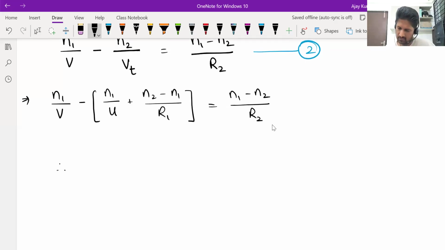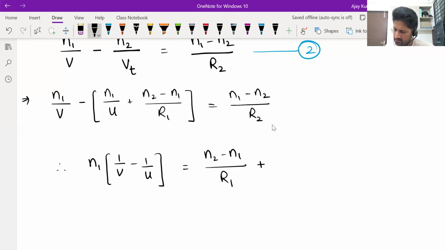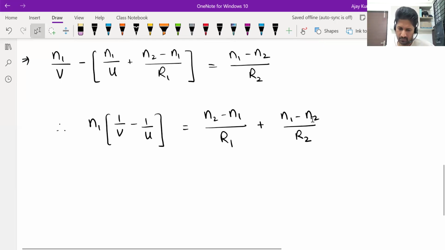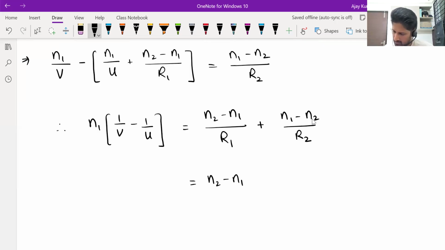So if you simplify this, you get n1 by v minus n1 by u, that is n1 into 1 by v minus 1 by u. From the left hand side, you have minus of n2 minus n1 by r1. If you send it that side, it becomes plus n2 minus n1 by r1. And on the right hand side, there is already one term n1 minus n2 by r2. So this can be written as n2 minus n1 into 1 by r1 minus 1 by r2. So n1 into 1 by v minus 1 by u is all this.